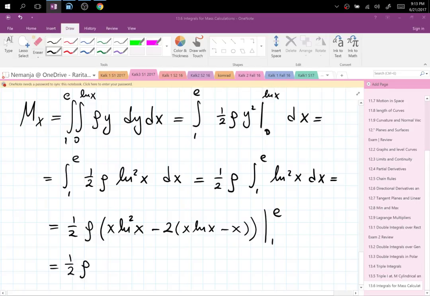So plug in e, that's 1, so that's just e. Plug in e, that's 1 minus e, so minus 2 times 0. Plug in 1, we get 0. Plug in 1, we get 0 here, but we get 1 there, so it's a negative 2. And we get e minus 2 over 2 rho.